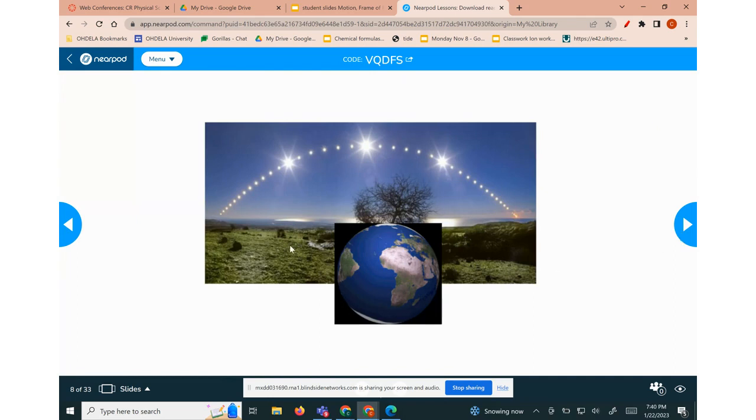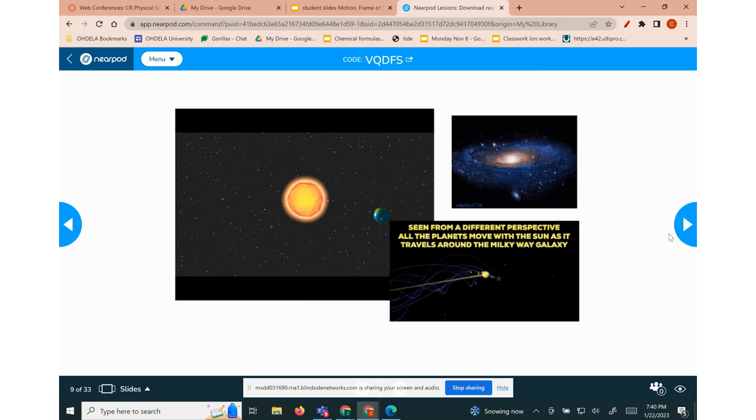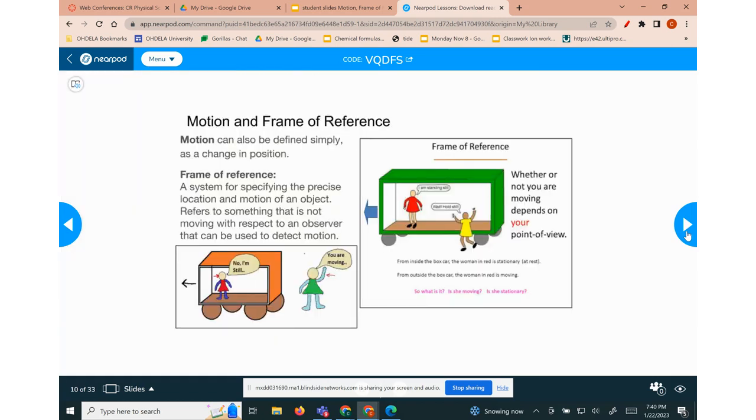Now the Earth: we observe that the sun moves across the sky from east to west, but the sun isn't moving. It's the Earth's rotation that makes the sun change position. Seen from a different perspective, all the planets move with the sun as it travels around in the Milky Way. So the Milky Way moves, so the sun does move, but we see that the sun is stationary. So, motion and a frame of reference.